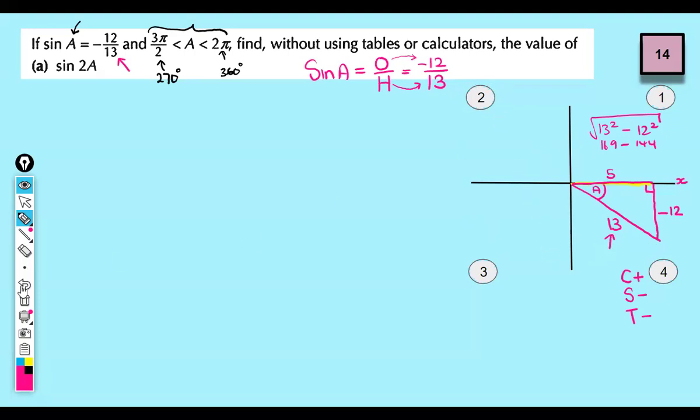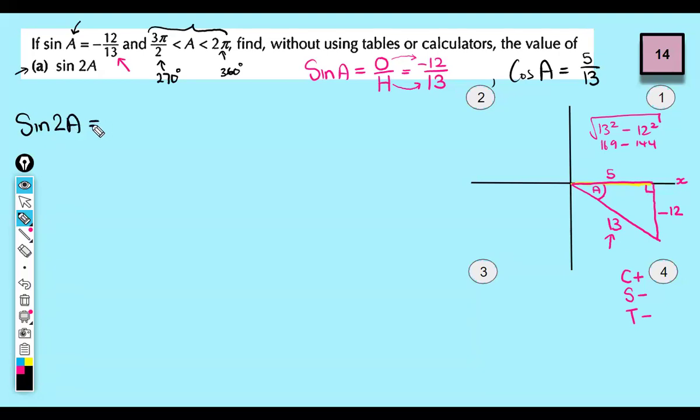So from this now, guys, we could reason out how much is cosine A. Cosine is what? Adjacent over hypotenuse, right? So cosine A is 5 divided by 13. Adjacent divided by hypotenuse. Using that now, find sine 2A for me.